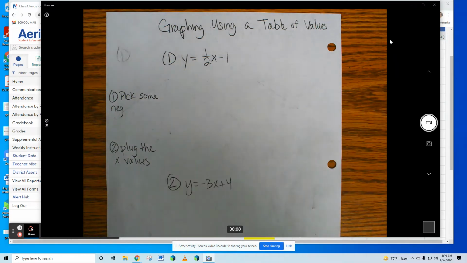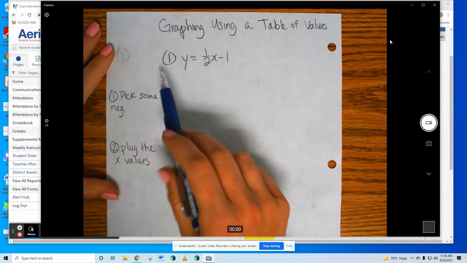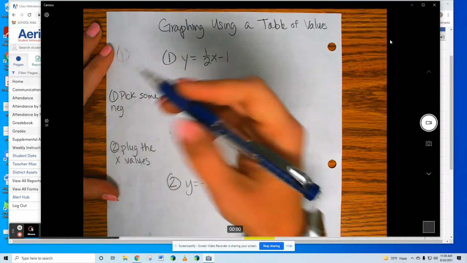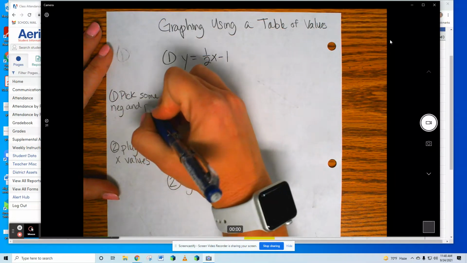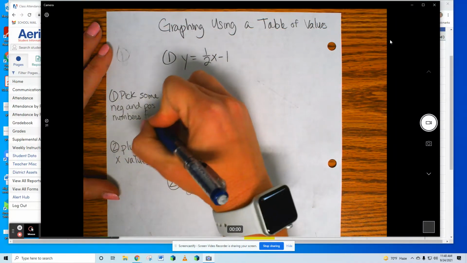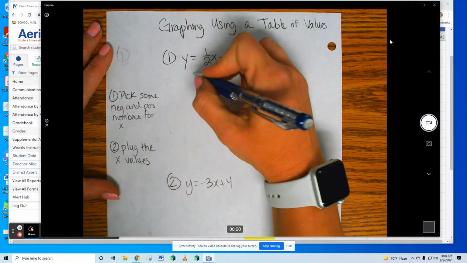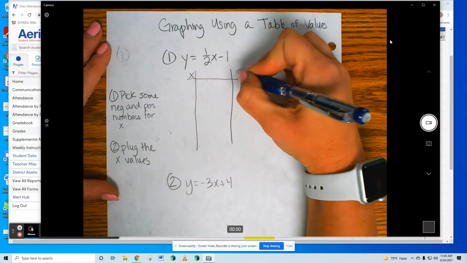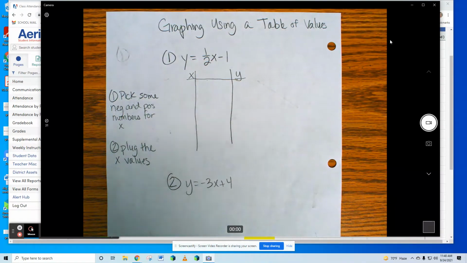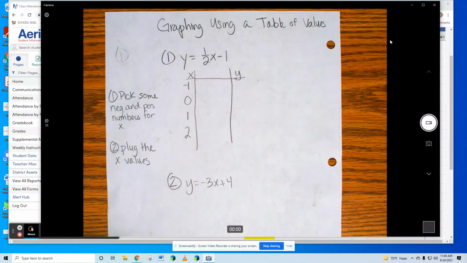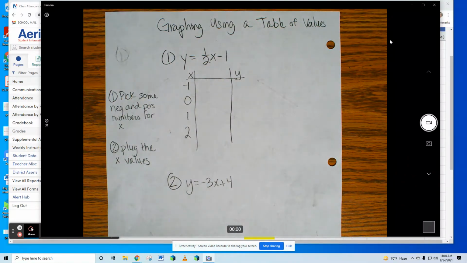Okay, so here's what's going to happen. Y equals 1/2 x minus 1. I'm going to put some tips over here on the left. Number 1, pick some negative and positive numbers for x. So I'm going to do -1, 0, 1, and 2. I want some representation on the left side. I want some representation on the right side.